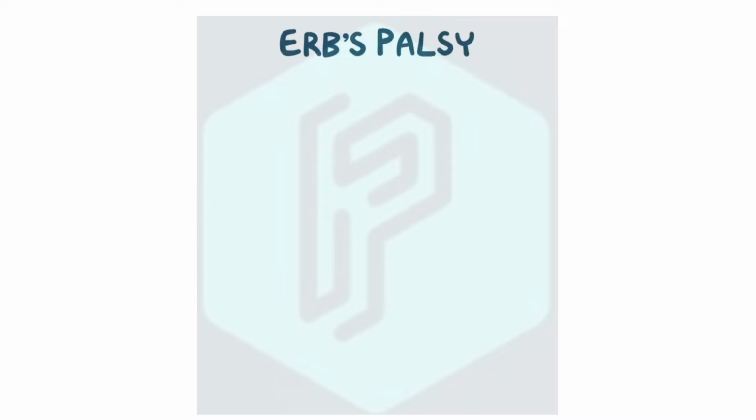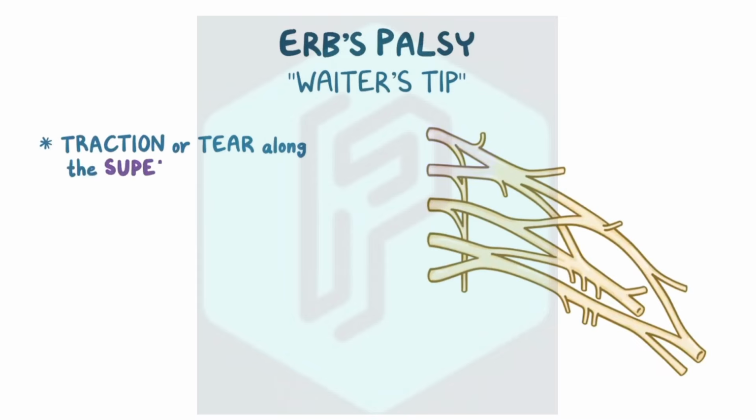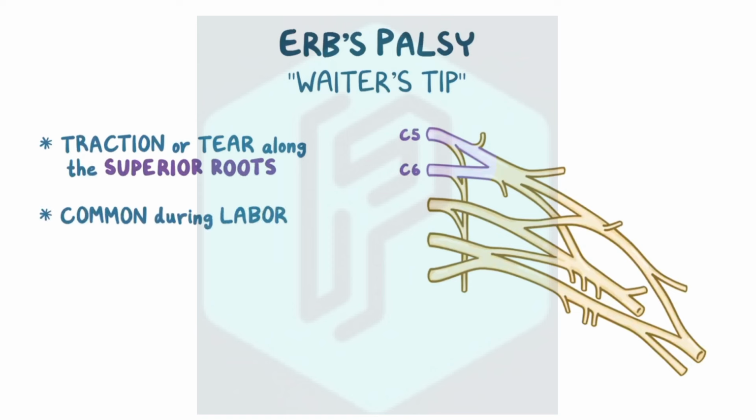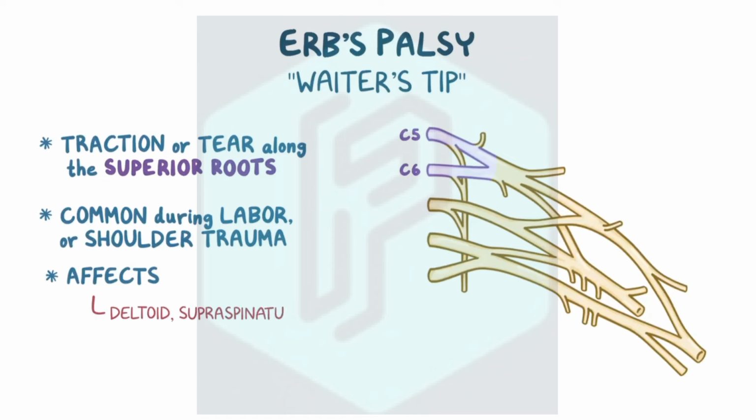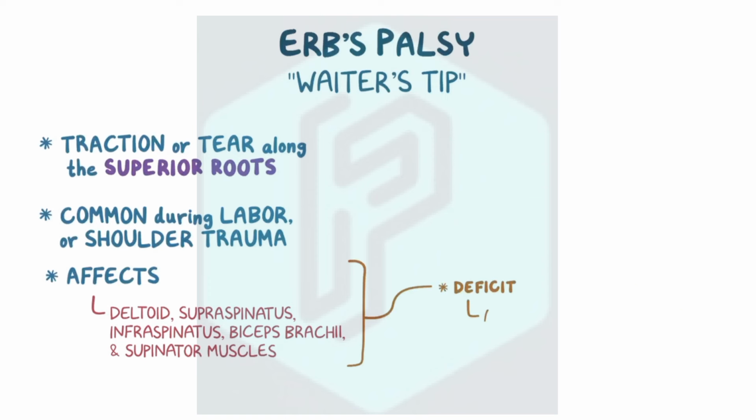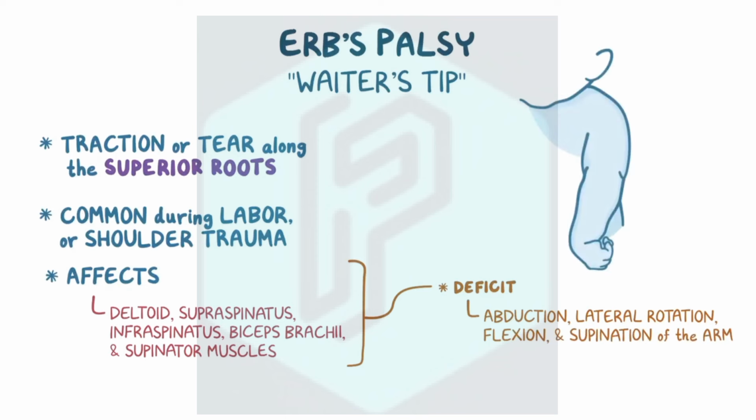Erb's palsy, also known as waiter's tip, is when there's traction or a tear along the superior roots, and it commonly occurs in infancy during labor. But it can actually happen at any age following shoulder trauma. And this affects the deltoid, supraspinatus, infraspinatus, biceps brachii, and supinator muscles, leading to a deficit in abduction, lateral rotation, flexion, and supination of the arm, like the motion of a waiter discreetly trying to get a tip.